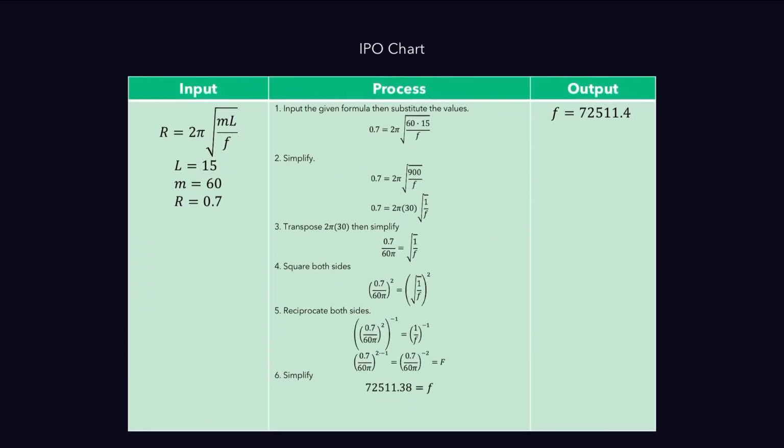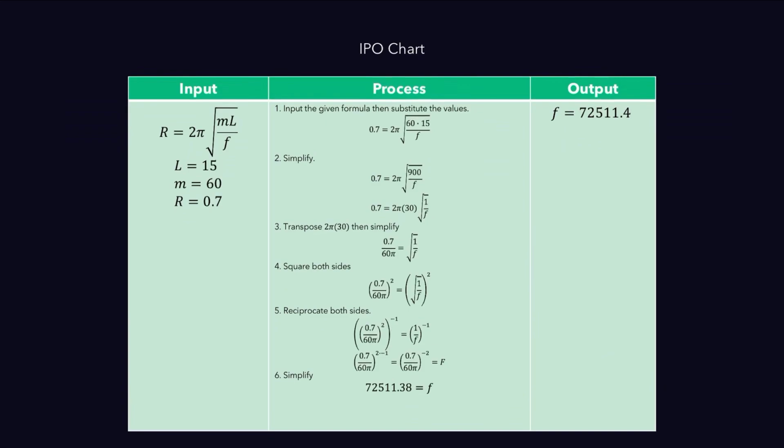Here, we have the IPO chart for number 2. For the input, we have the given formula. The length, which is equal to 15, the mass, which is equal to 60, then the rate of the speed of the ball, which is equal to 0.7. In order to solve this problem, we are first to input the given formula, then substitute the values. Then, we are to simplify the equation by multiplying 60 and 15, which is 900. Then, getting the square root of 900, which is 30. Next, we are to simplify 2 pi times 30, which is 60 pi.